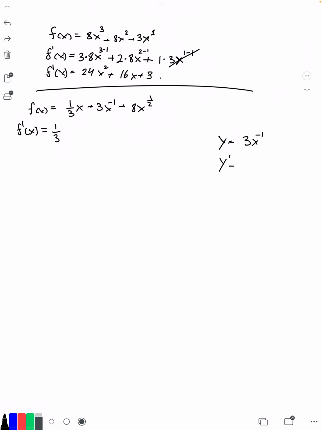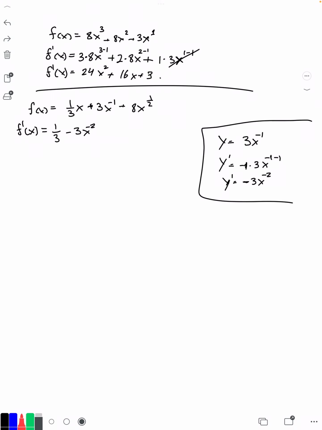In order to derive that, it's going to be minus 1 multiplied by 3, right? We're going to take the n. So we have minus 1 multiplied by 3x, it's nx, and n minus 1, right? So minus 1 minus 1. So y prime equals minus 3x to the power of minus 2. See the minus here, and the fact we had a plus here. So the plus is going to change to minus, so it's going to be 1/3 minus 3x to the power of minus 2.